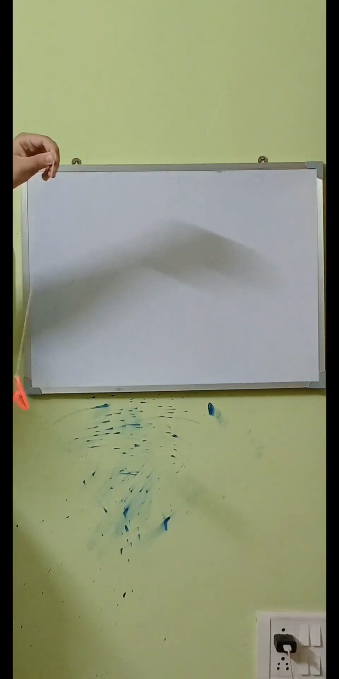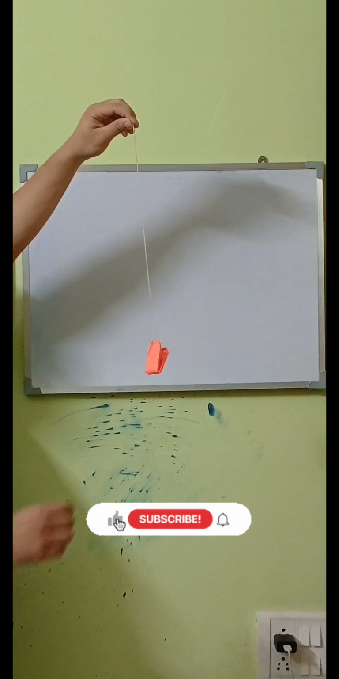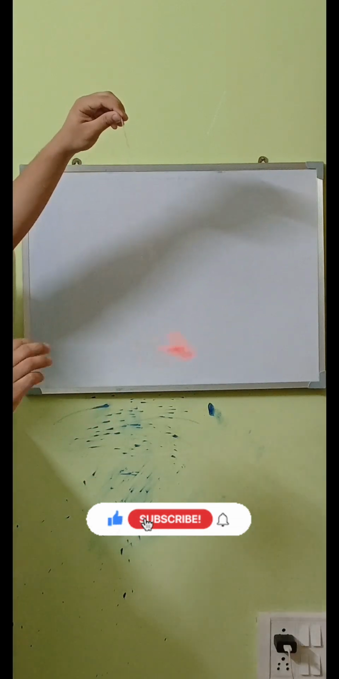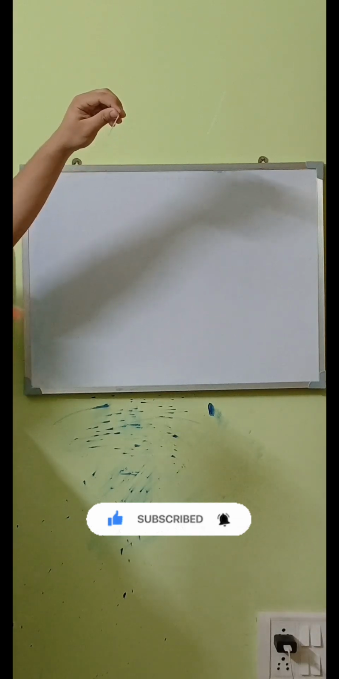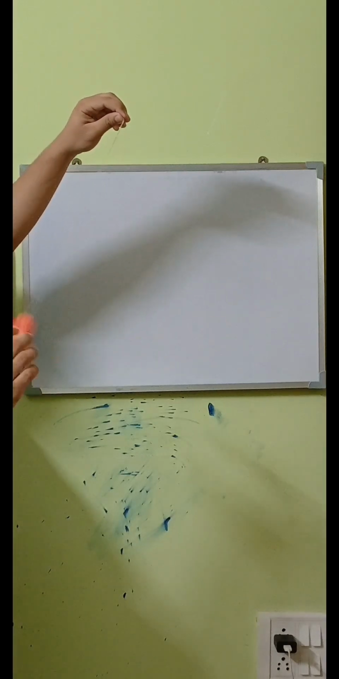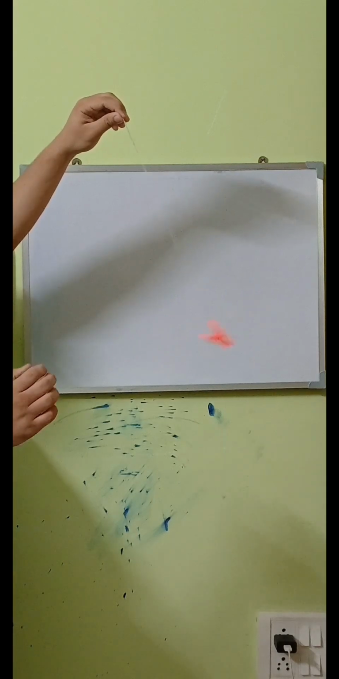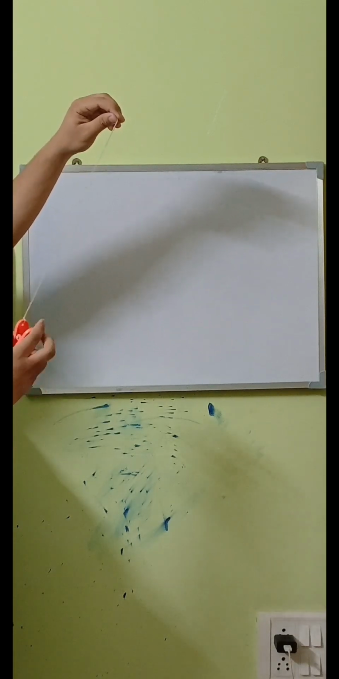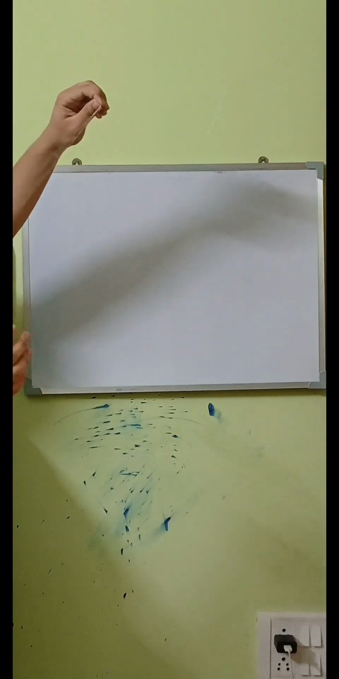So now let's reframe this question. Suppose I have a string tied to a bob. What is the minimum velocity required by this bob so that it can complete a full loop? What I mean to say is that if I give a certain velocity, it will go to some height and then it will fall.